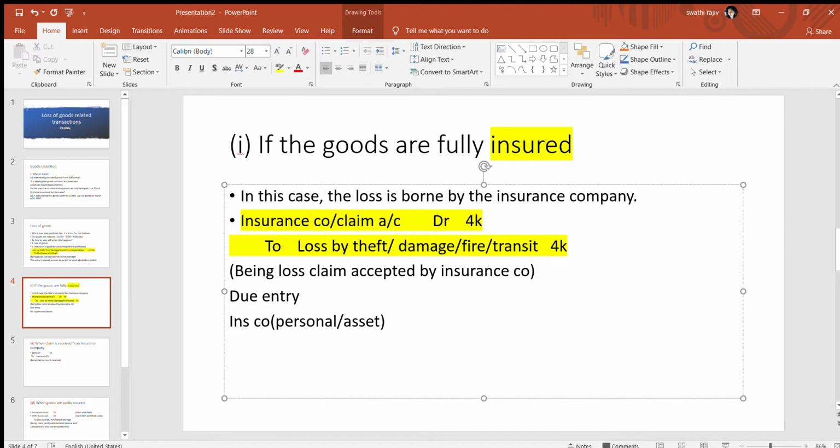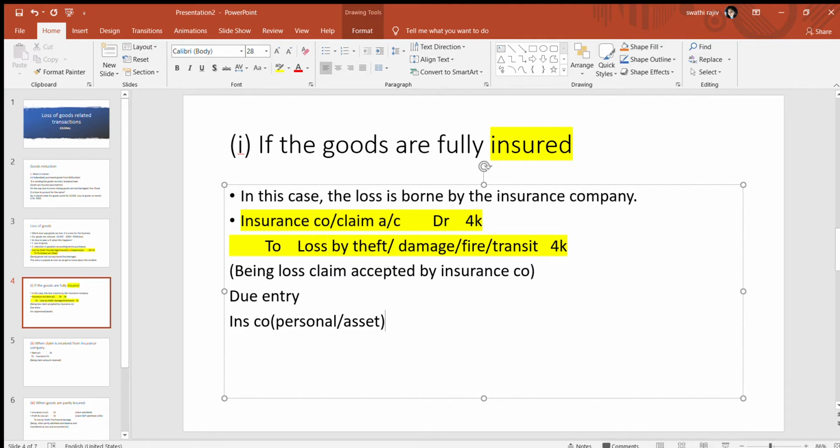Two, loss by theft or fire, whatever your condition is. And why are we crediting this amount here? It ceases to be our expense. Before, we considered it as an expense; now it stops being our expense. That is why we are crediting loss by whatever amount that is.